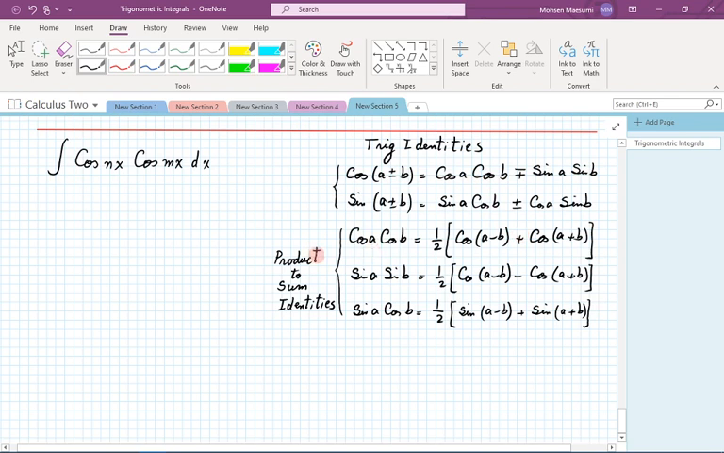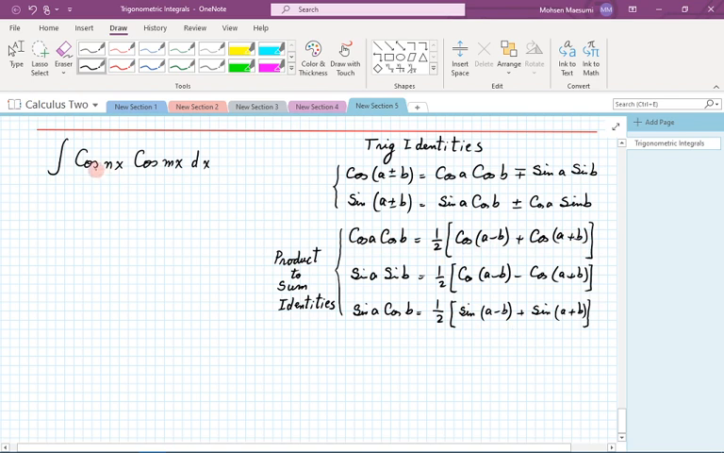So they are typically referred to as product to sum identities, because here I have a product of two trig functions and here I have the sum and difference of two angles. That's what products and sums refer to. So if I have, for example, cosine of A times cosine of B, that's 1/2 of cosine of A minus B plus cosine of A plus B. And similarly for the other cases.